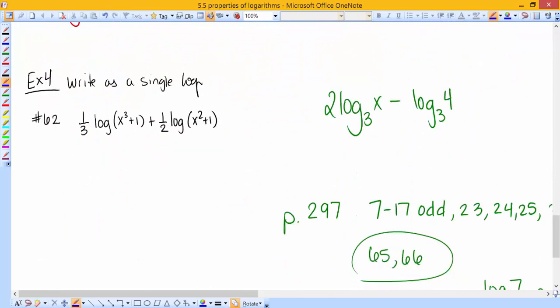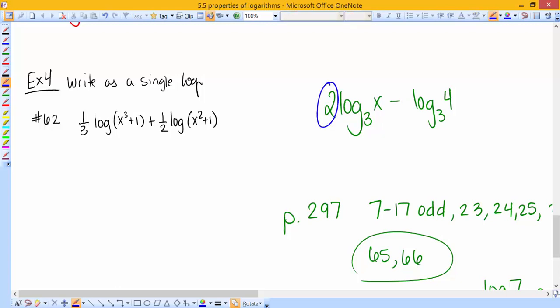All right, last example: write as a single log. So now we're going to go the opposite direction of what we just did. What we just did was take a single log and write it as multiple logs. Now we're going to take multiple logs and write them as one log. Before I do this example, I'm going to come over here to this one in green and hope that it will help make more sense to you.